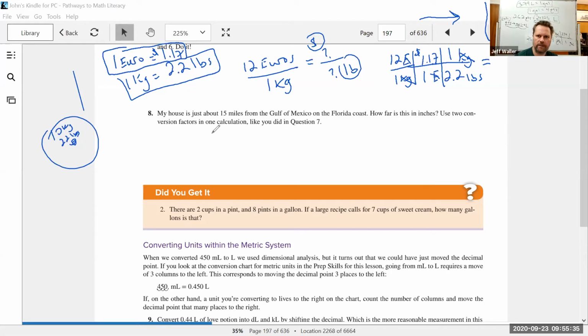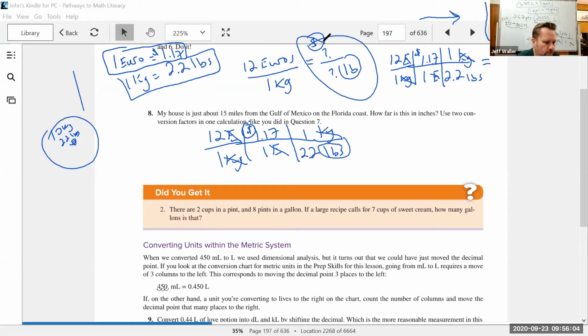Oh, so let me write down what we got so far. 12 euros per kilogram. The first thing we killed was euros. So now I'm in dollars at least, but then I need to kill kilograms. And now my kilograms are dead. Do you guys see what units are left alive? Dollars per pound, which is exactly what I wanted. I wanted to know how many dollars per pound it is, because I'm a crazy American.